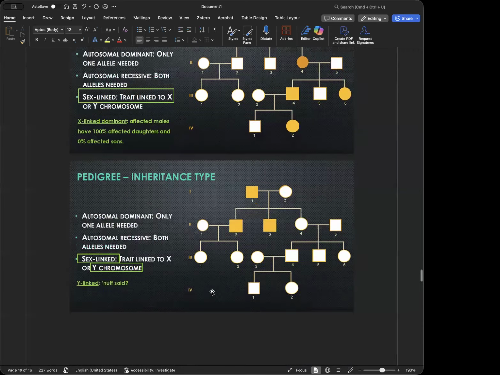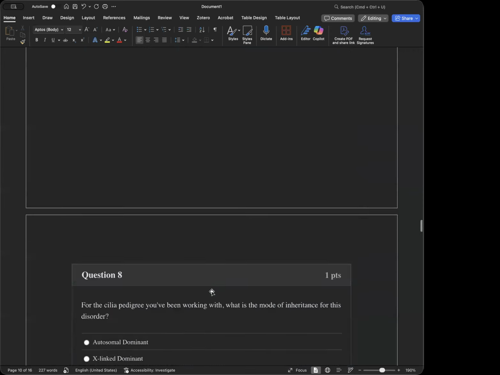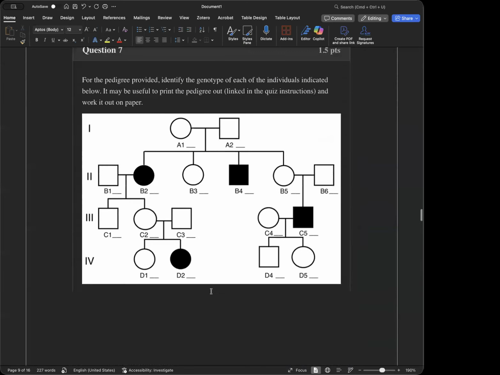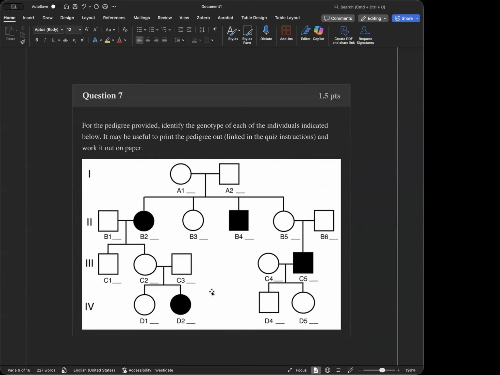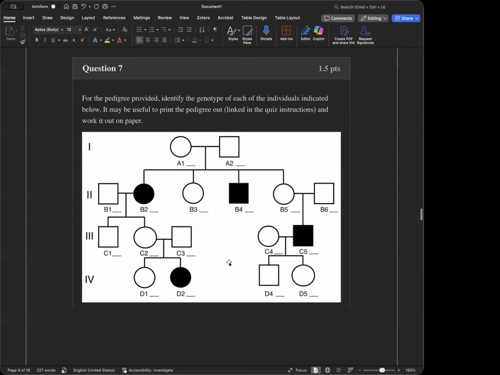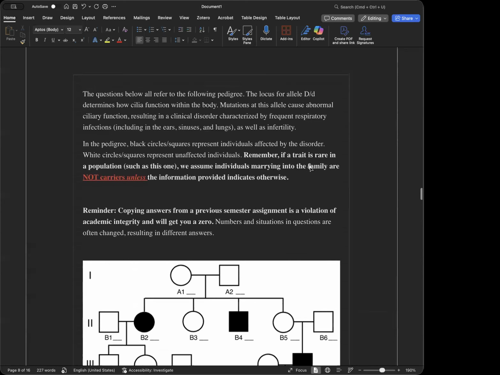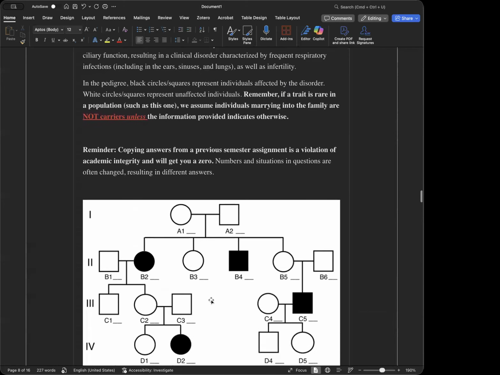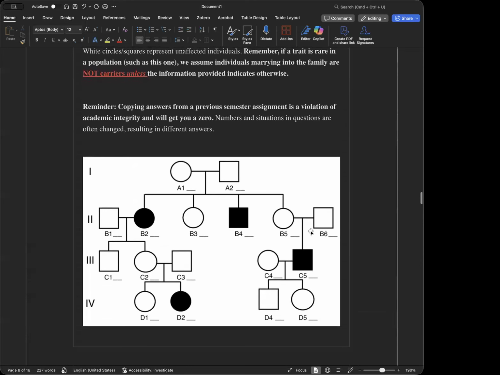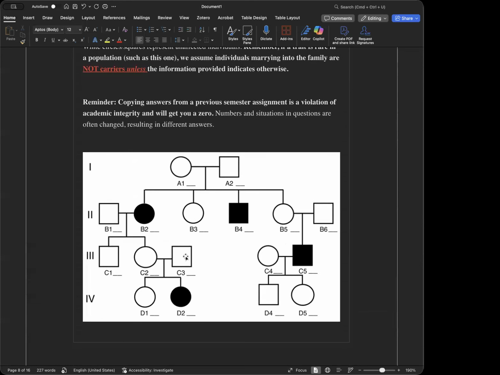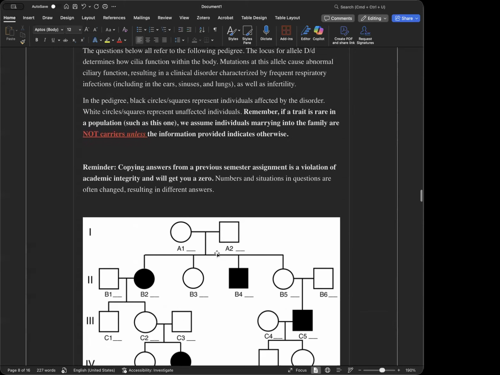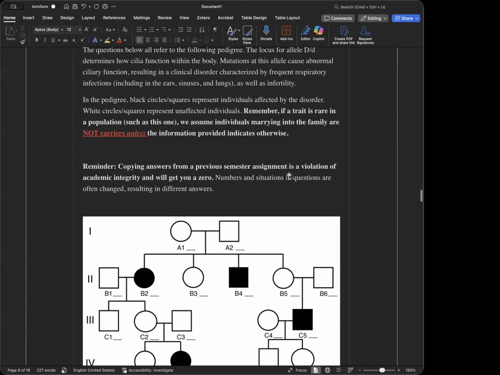So with that in mind, let's head back to our initial question to be able to solve some of these pedigrees. Remember that we're not necessarily going to see if these people are affected or not. We don't know who the carriers are, but we are assuming that anybody that marries into the family, so that would be B1, B6, C4, C3, are not carriers unless the information provided indicates otherwise.